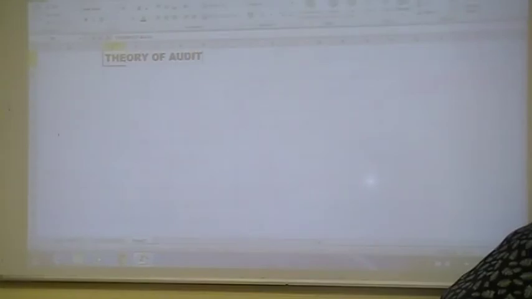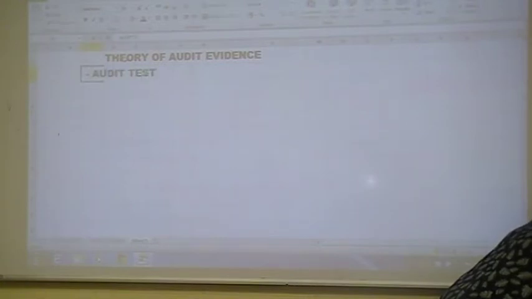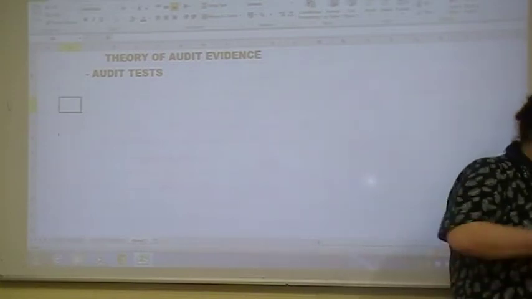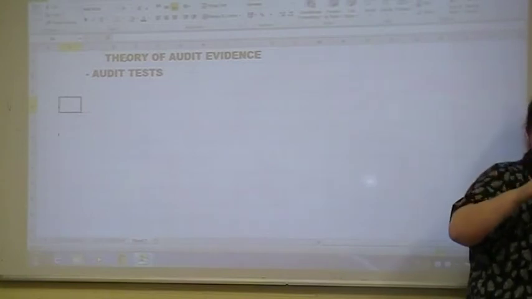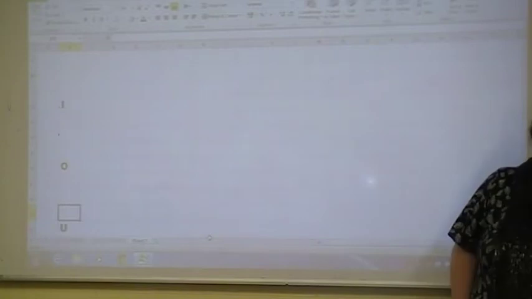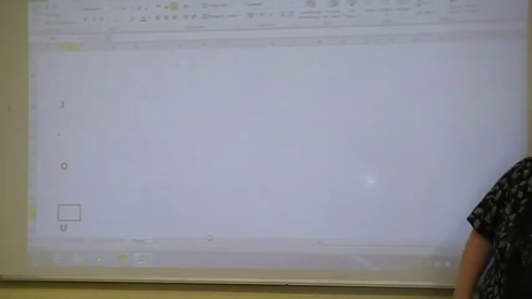So this is now called the theory of audit evidence, and it's when we're doing our audit tests. There's a diagram again, going down this time. It's like a little anagram: A, E, I, O, U. You remember A, E, I, O, U? English lesson as well.